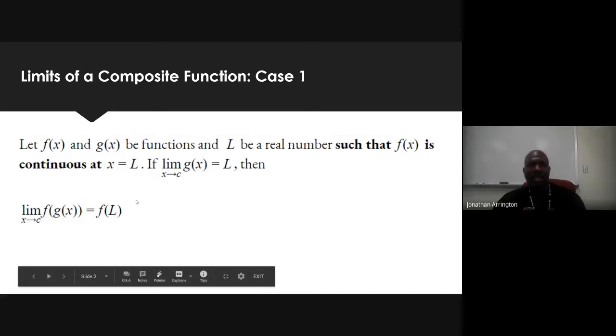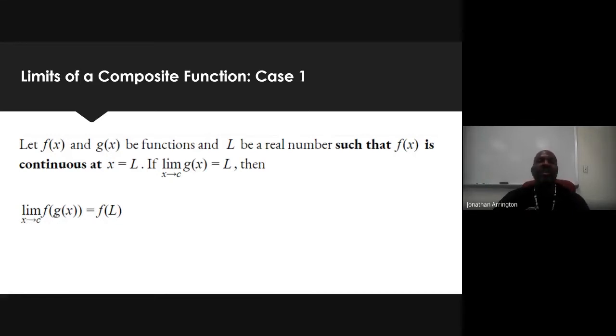For all our cases, the first thing you're going to do is take the limit of the inside function. If the limit of the inside function doesn't exist, then the limit of the composite function doesn't exist. But if you take the limit of the inside function and the outside function is continuous at that number, then you just plug that number into the outside function. It's kind of why we went over continuity in one-sided limits previously. So let's look at an example of case 1.